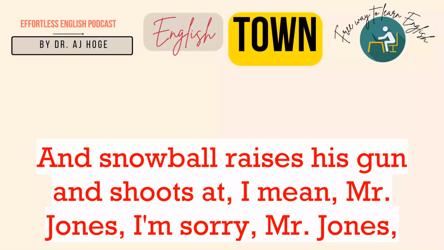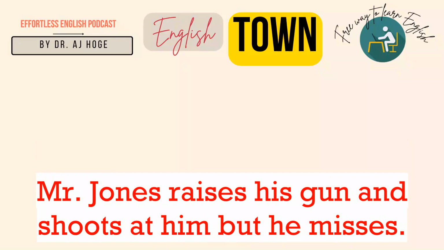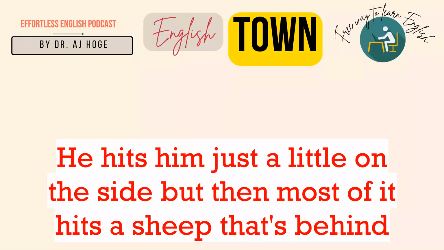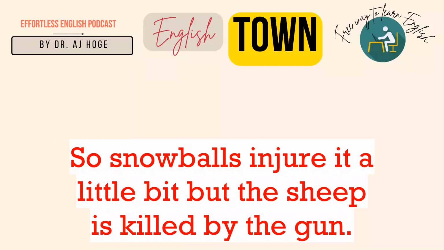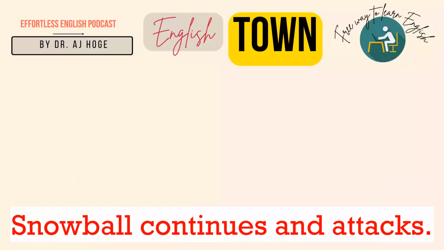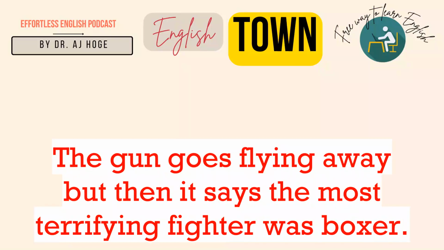And Snowball runs to attack Mr. Jones. Mr. Jones raises his gun, the farmer, and shoots at him, but he misses. He hits him just a little on the side, but then most of it hits a sheep that's behind Snowball. So Snowball's injured a little bit, but the sheep is killed by the gun. Snowball continues and attacks. He throws himself, hits Mr. Jones' legs, and knocks Mr. Jones back. The gun goes flying away.